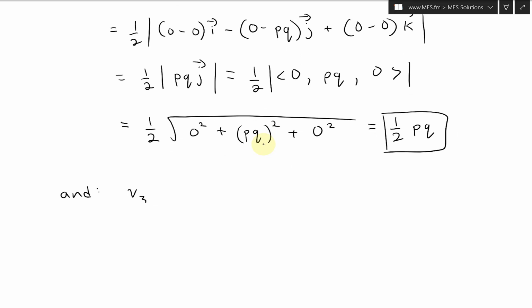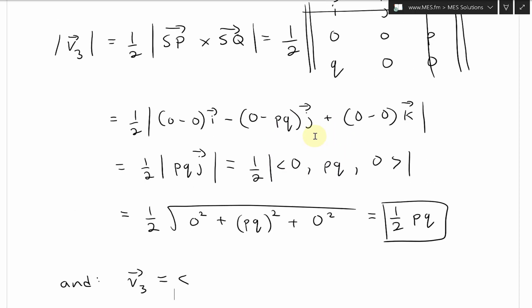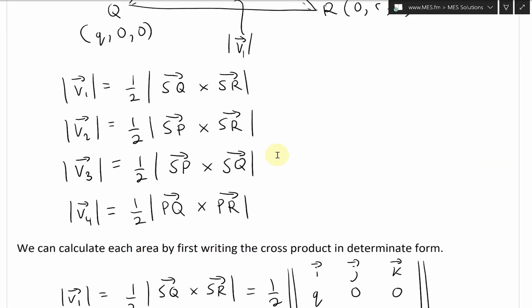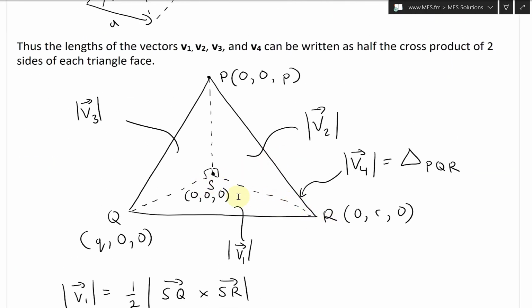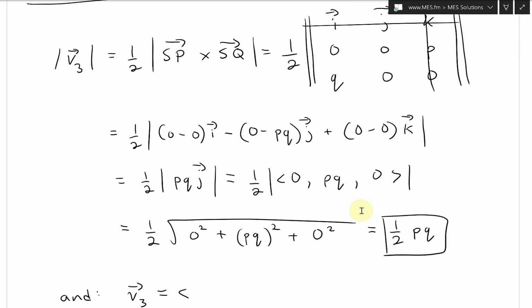And V3 vector is going to be equal to component like that. And notice again, from this cross product, it only has the y component, and that is actually what we also just need. So we have it here. It's opposite of this face and pointing outwards. So it's going to be pointing this way, perpendicular to it. And that's going to be directly parallel with this y-axis. So that's going to be minus PQ.